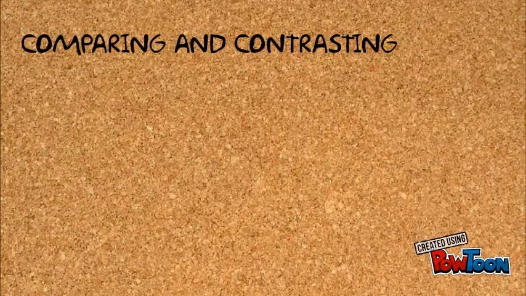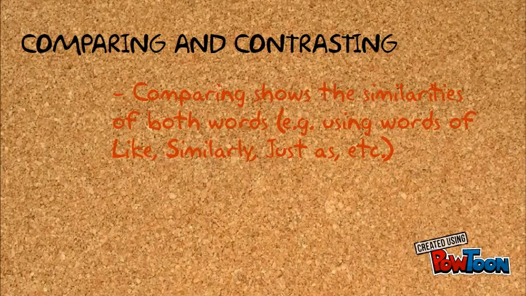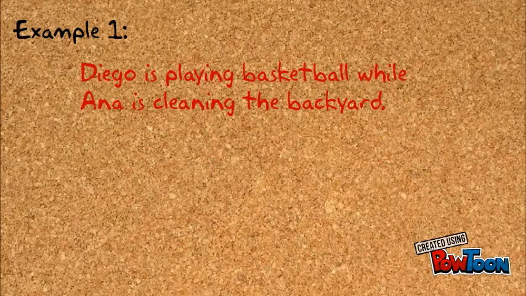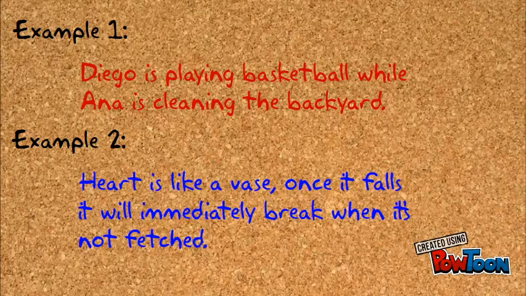In comparing and contrasting, comparing shows the similarities of both things when using words like, similarly, just as, and etc. While contrasting focuses on differentiating two things from each other when using words like however, while, on the other hand, etc. Example 1. Diego is playing basketball while Anna is cleaning the backyard. Example 2. Heart is like a vase. When it falls, it will immediately break when it's not fetched.